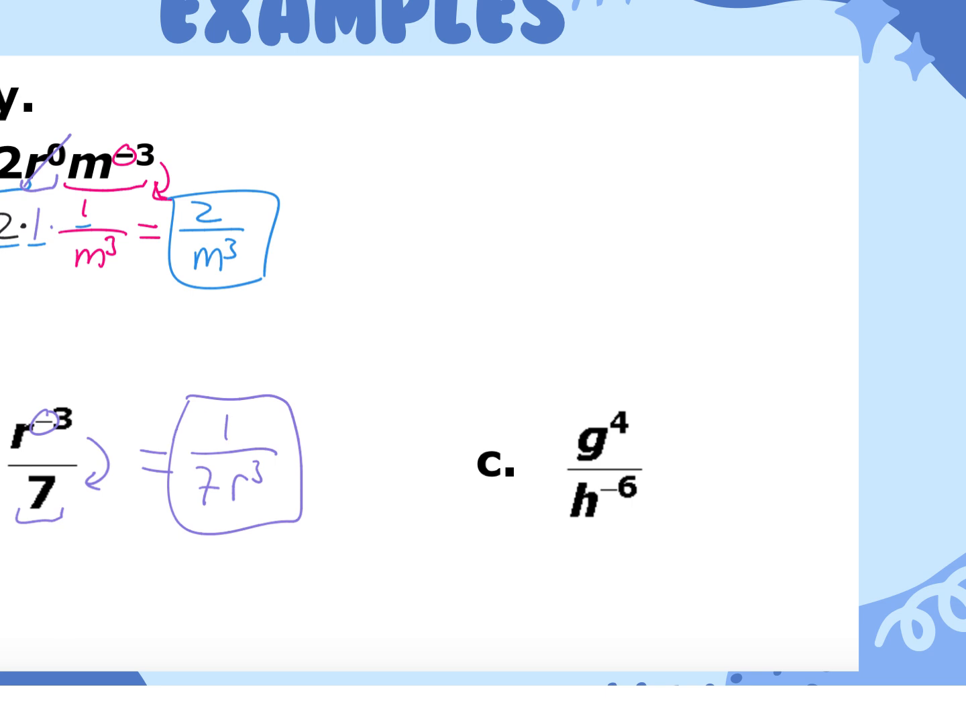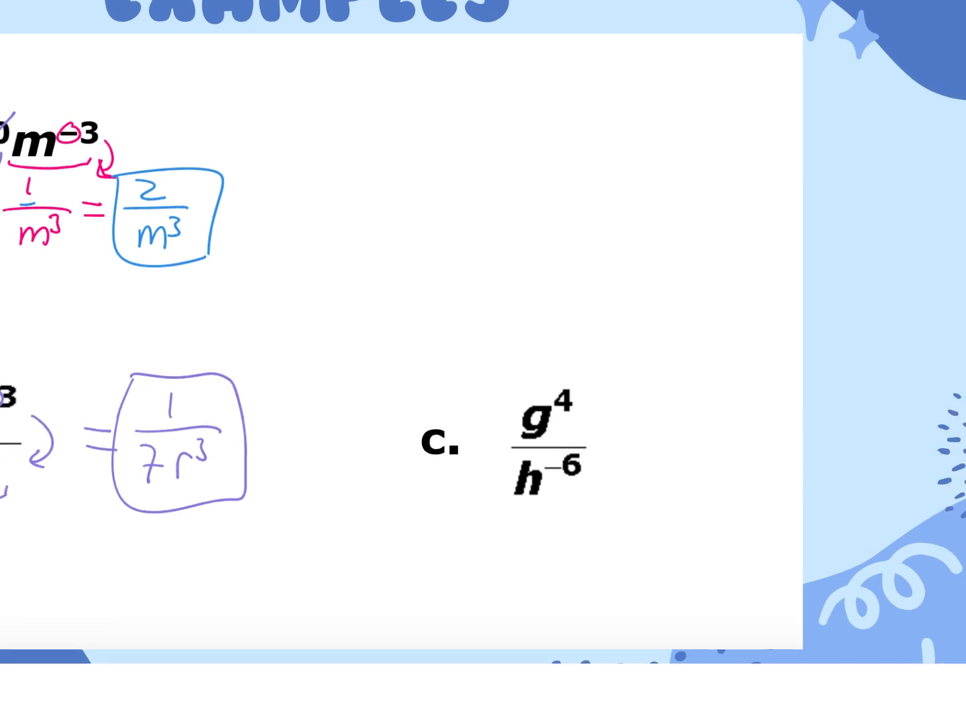All right, let's do the same thing with this one. I have a g to the positive 4 over an h to the negative 6. All right, this negative 6 is an issue. I don't want any negative exponents, so I'm going to bring it to the top and make it positive. So this is going to become g to the positive 4 times h to the positive 6. And that's all you have to do. There's no 0 exponents, no negative exponents, so we're good.